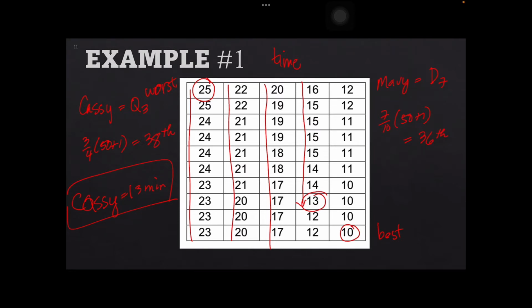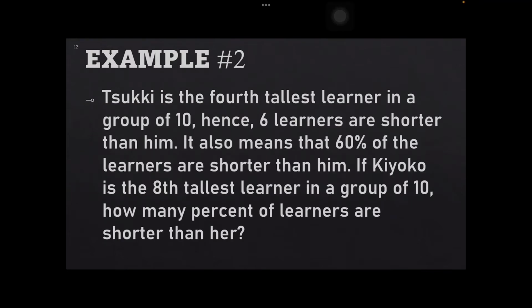So, hanapin ngayon natin, nasaan ang 36th score? Ang 36th score po ay nandito, si 14. Magba-backtrack lang tayo ng dalawa. So, 1 minuto lang naman pala yung difference nila. So, si Mavi, he solved the Sudoku puzzle in 14 minutes. Alright? So, let's move on to our next example.